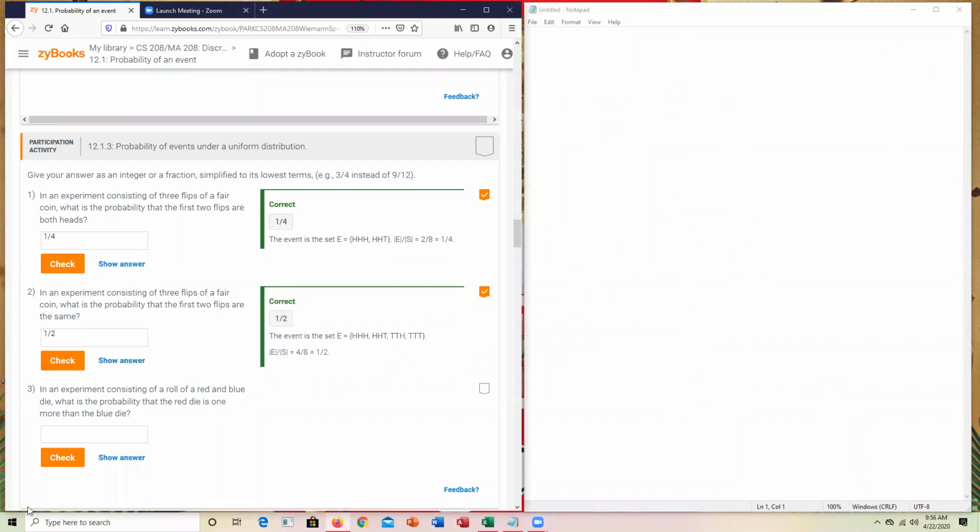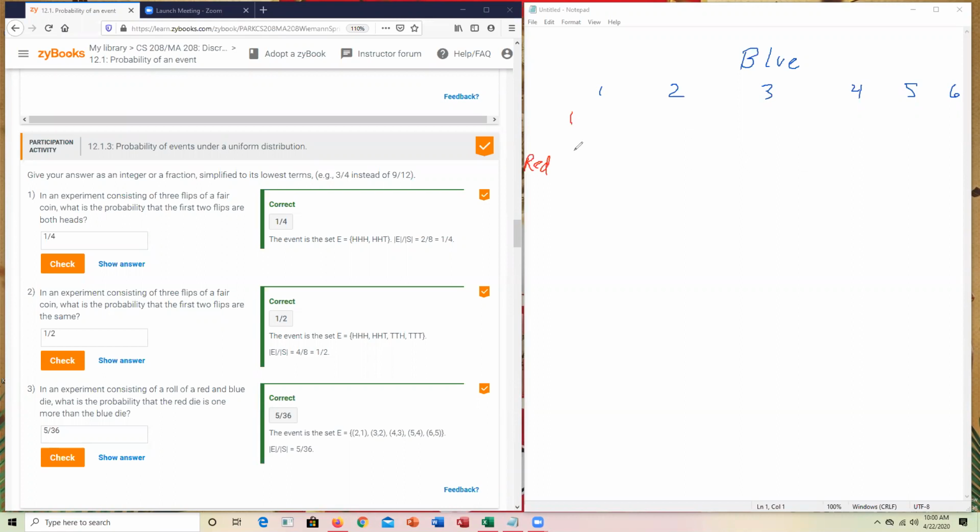Okay, so for the third one, it says an experiment consisting of rolling a red and a blue dice. What's the probability that the red die is more than the blue die? Okay, so to demonstrate this, I'm going to create a contingency table that's going to illustrate what's going on here. So the first thing I'm going to do over here to the right is list out blue up here, and then eventually I'm going to list red, but the blue options are going to be 1, 2, 3, 4, 5, and 6. And then over here for the red, I'm going to list out 1, 2, 3, 4, 5, and 6.